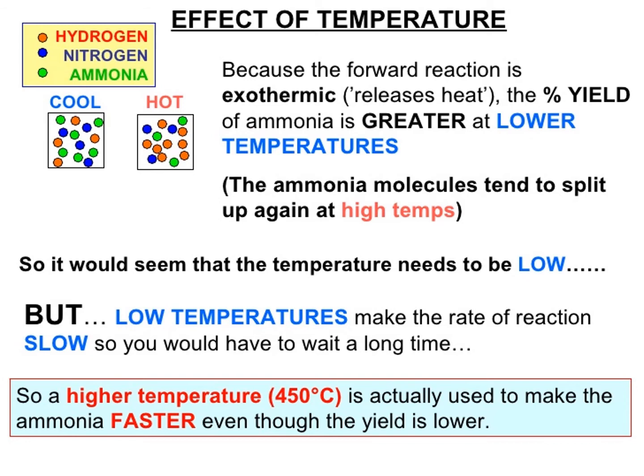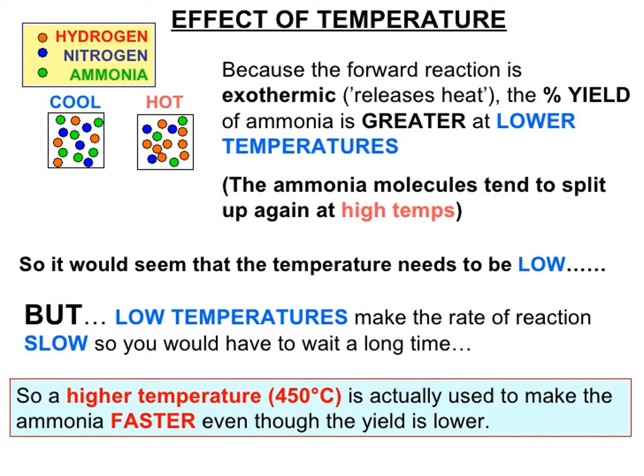Now we will study the effect of temperature. As we know, the formation of ammonia by the Haber process is a reversible reaction in which the forward reaction is exothermic. Now we will discuss the effect of temperature on formation of ammonia. Because the forward reaction is exothermic and releases heat, the percentage yield of ammonia is greater at low temperature. Now what is the percentage yield? The amount of product made in a reaction is called the yield and is usually expressed as a percentage.